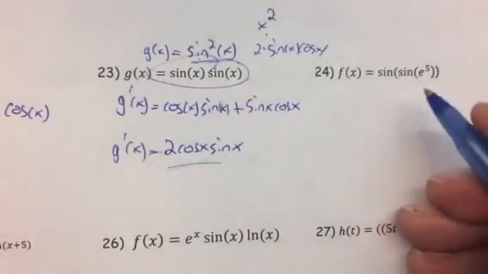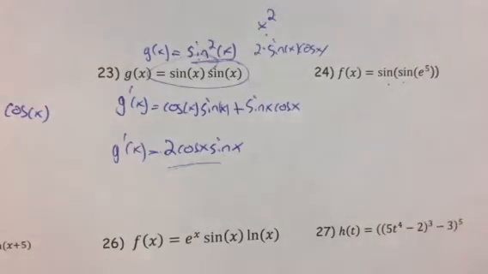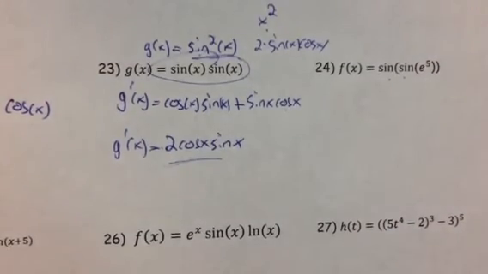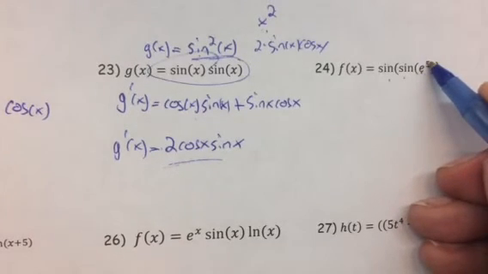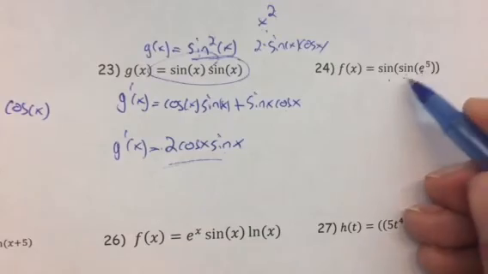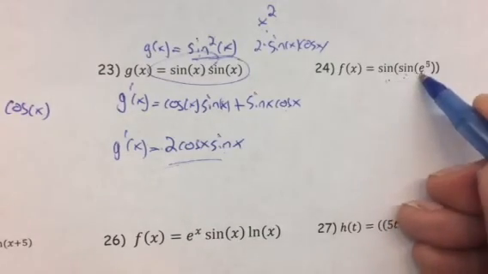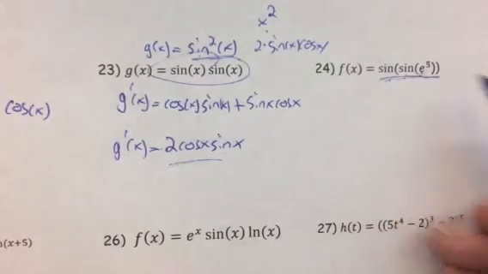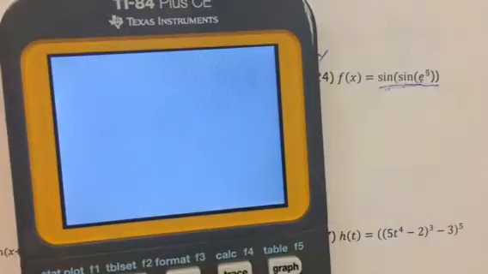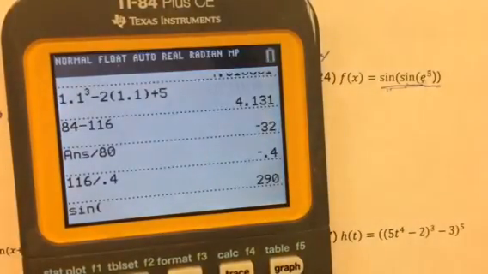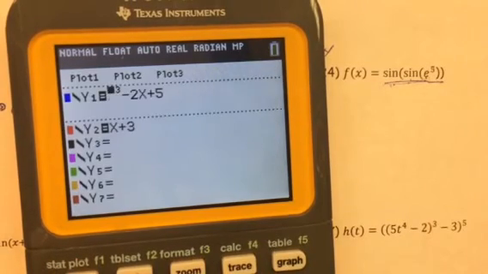24 is fun because it's sine of e to the 5th. And so you can start doing this big chain rule thing, or you can just recognize that e is a number. It's a constant. E to the 5th is also a constant. Sine of a number is a number. Sine of that number is a number. All of this is just a number. It is some number. In fact, let's just do it on a calculator. I want to know what sine of e to the 5th is.